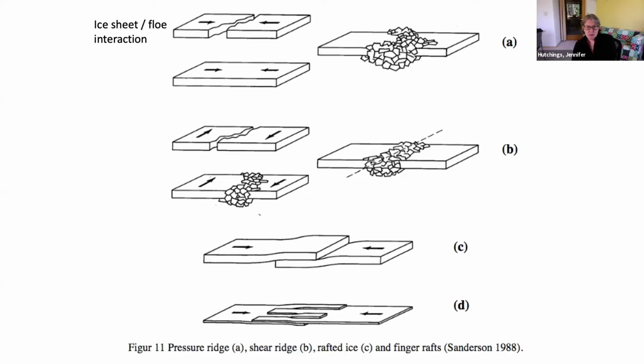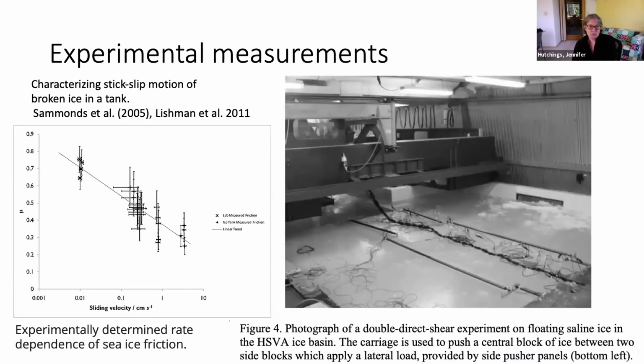On a similar scale, ice sheets actually can move together. So you can imagine pieces of ice moving together that have been previously broken and cracked, and they form these rubble piles or ridges, on scales of meters in width and hundreds of meters to kilometers in length. So these behave quite differently to other discontinuities in the ice pack.